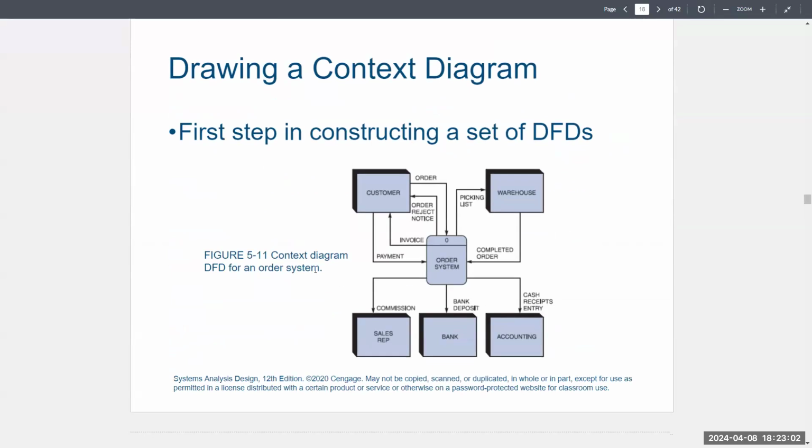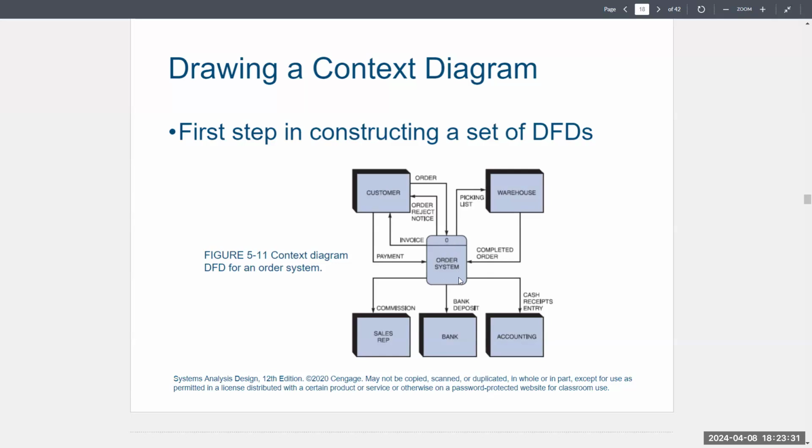So this is an example of a context diagram, which is the first step in creating a data flow diagram, right? So you have your main system represented as a process. And how do you know it's a context diagram? In a couple of ways. One is that the process has a number 0, right? That's what means a context diagram.